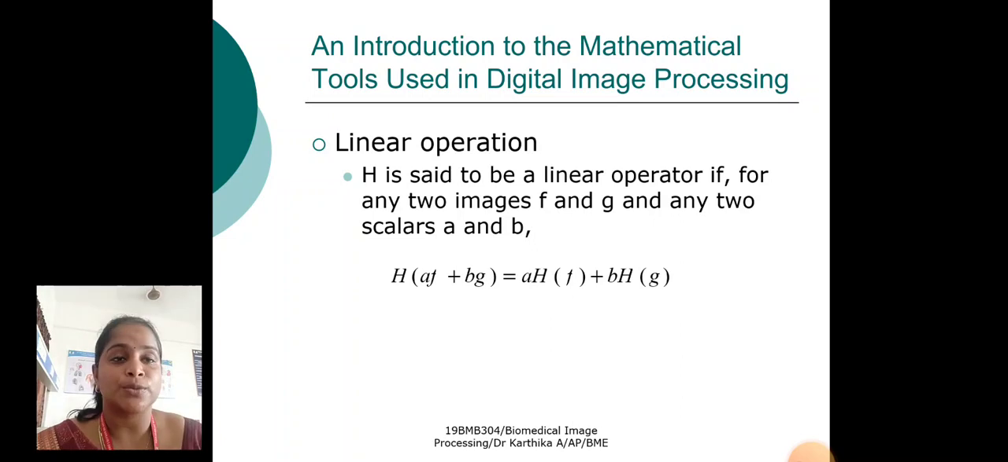Here H is said to be a linear operator if for any two images f and g and any two scalars a and b, the operation H of af plus bg is equal to aH of f plus bH of g.